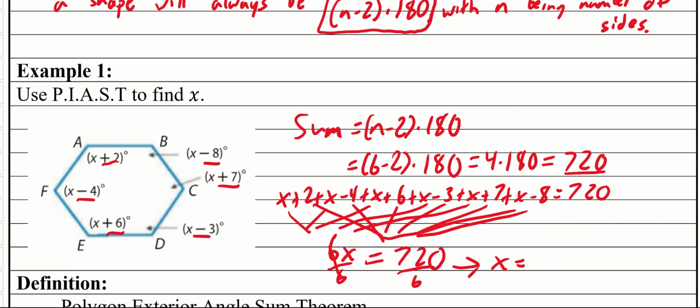If I didn't know this, I can just type this into my calculator, and that's going to be 120. And then, of course, as always, if I'd like to, I can plug these back in and double check and make sure they all add up to what they're supposed to. But this is all I need for this. It's just finding x. Okay? So that's how you find the angles inside a shape.